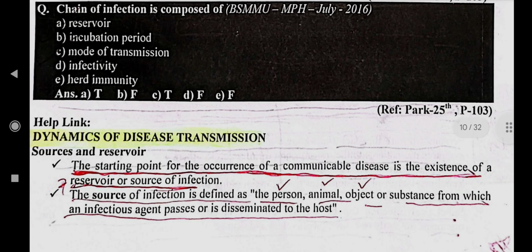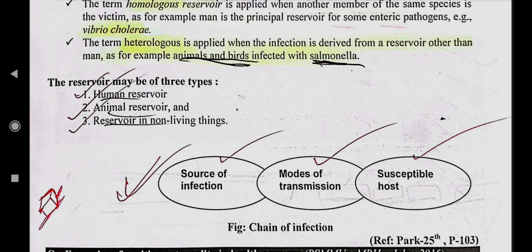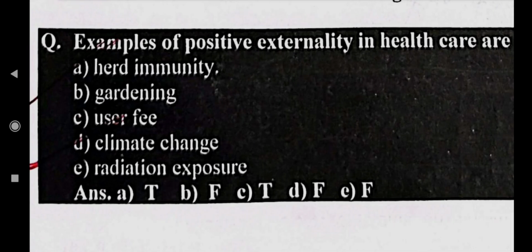Chain of infection is composed of. True answer: reservoir, mode of transmission. False answer: incubation period, infectivity, herd immunity. Reservoir may be of three types: human reservoir, animal reservoir, reservoir in non-living things. Chain of infection: source of infection, modes of transmission, susceptible host.